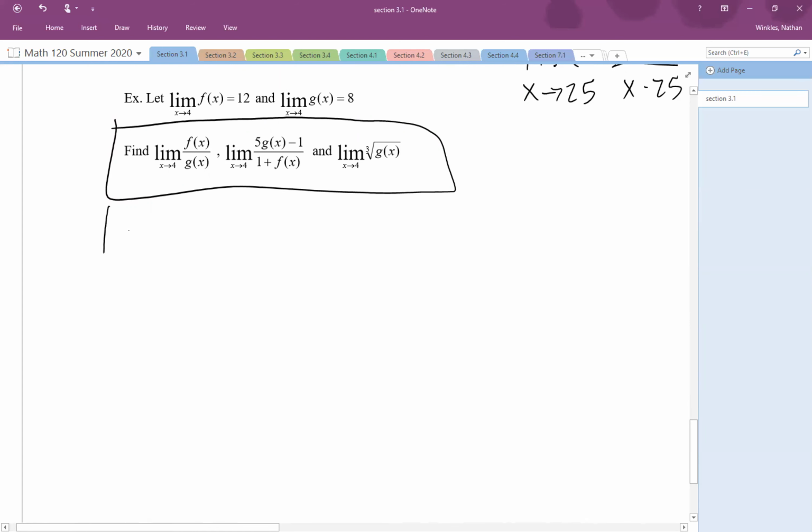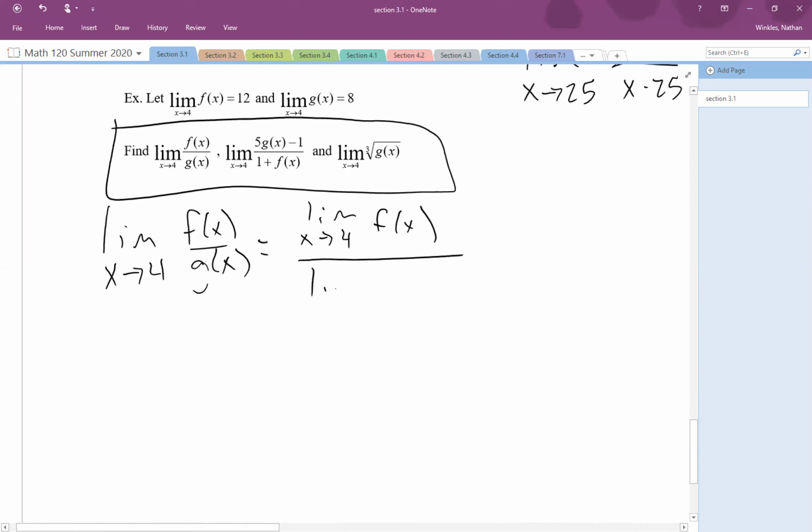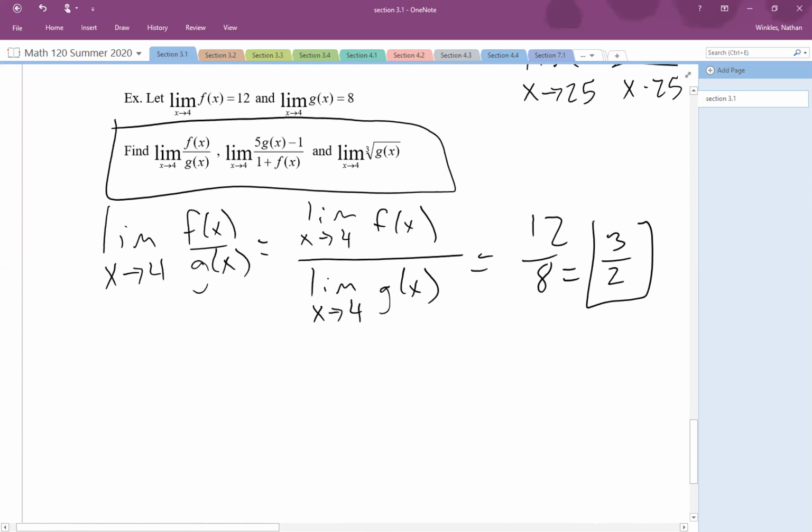So the first thing, the limit as x goes to 4 of f of x divided by g of x is equal to the limit as x goes to 4 of f of x divided by the limit as x goes to 4 of g of x. So that's going to be 12 divided by 8, or 3/2.